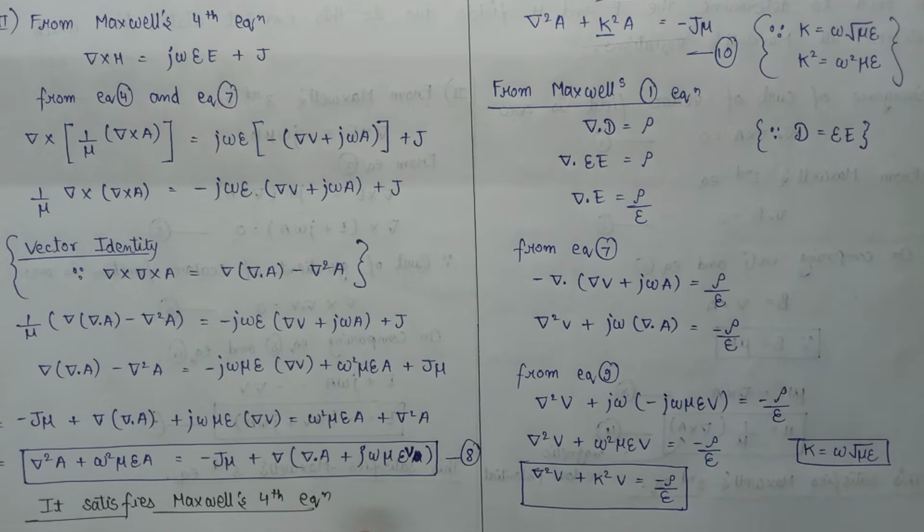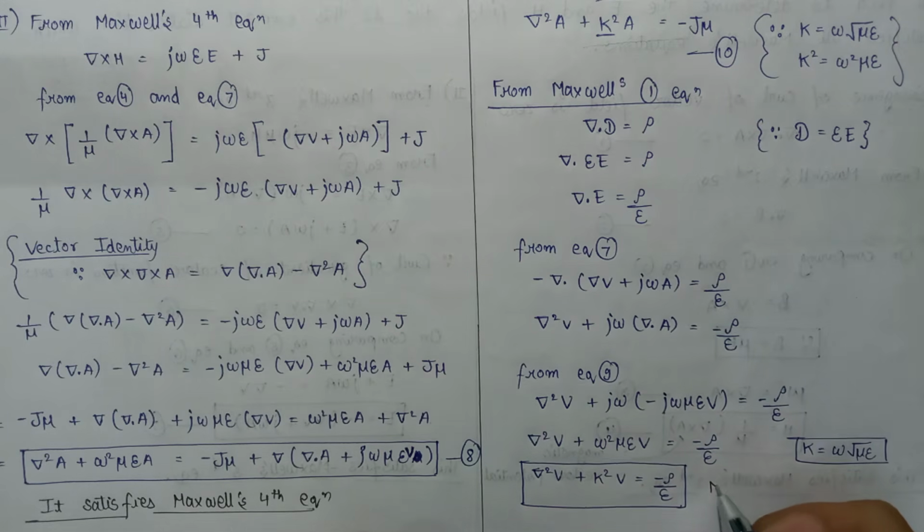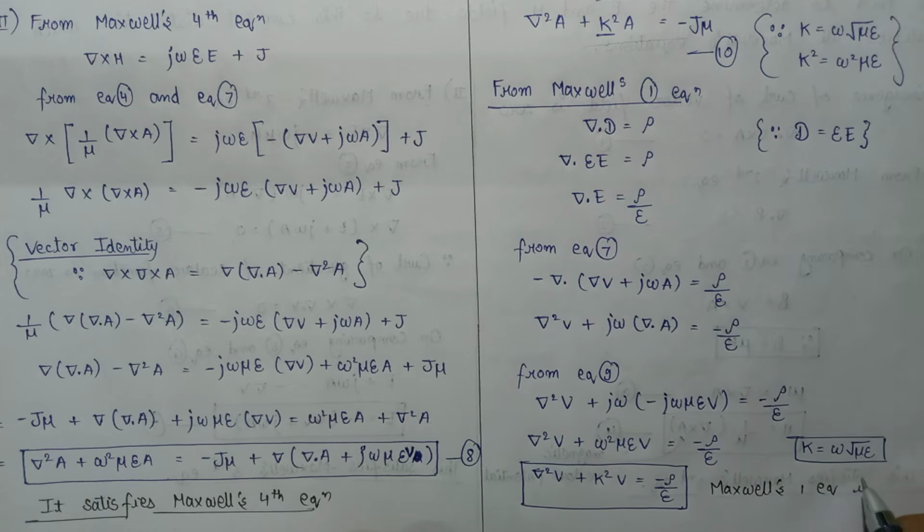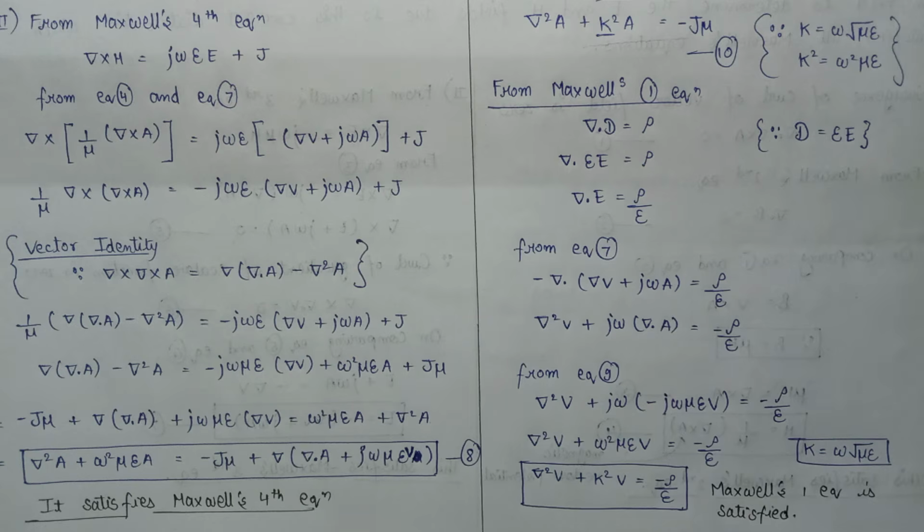And we can say that Maxwell's first equation is also satisfied. So in this way, we satisfied the electric and magnetic field equation by all the 4 Maxwell's equations. This is all about our topic, that is solution for potential function.